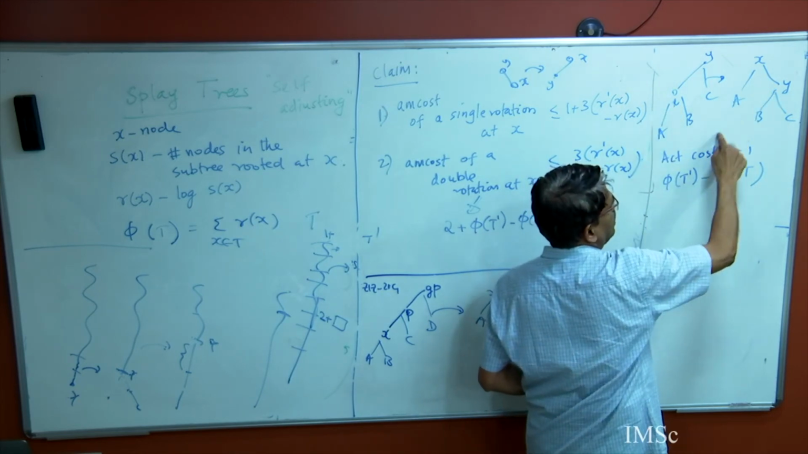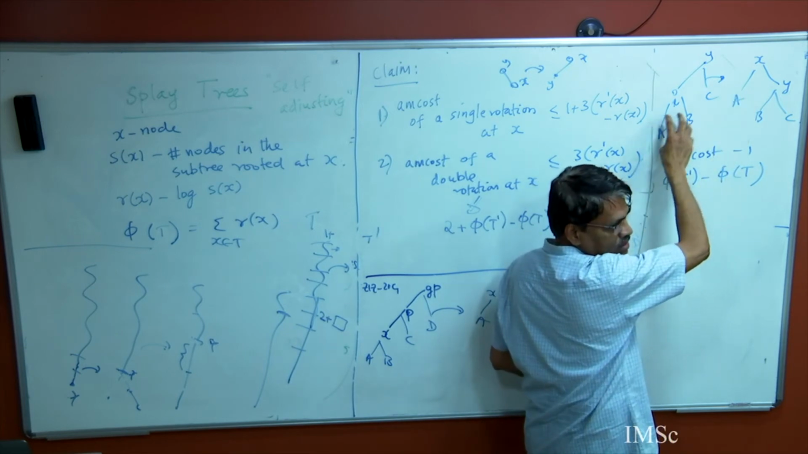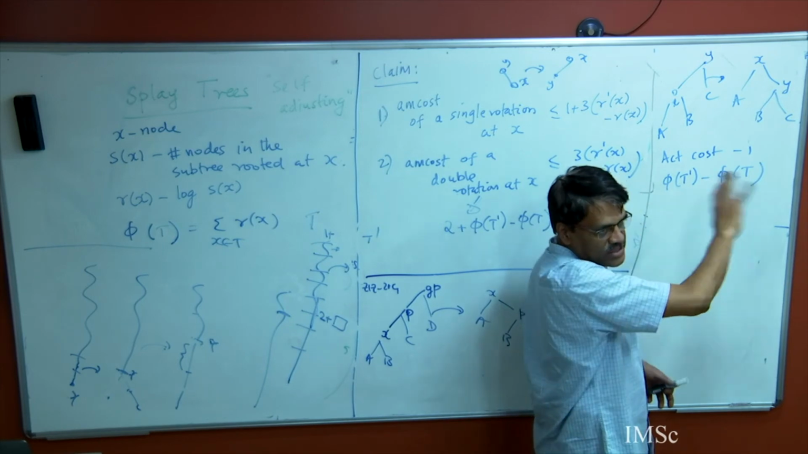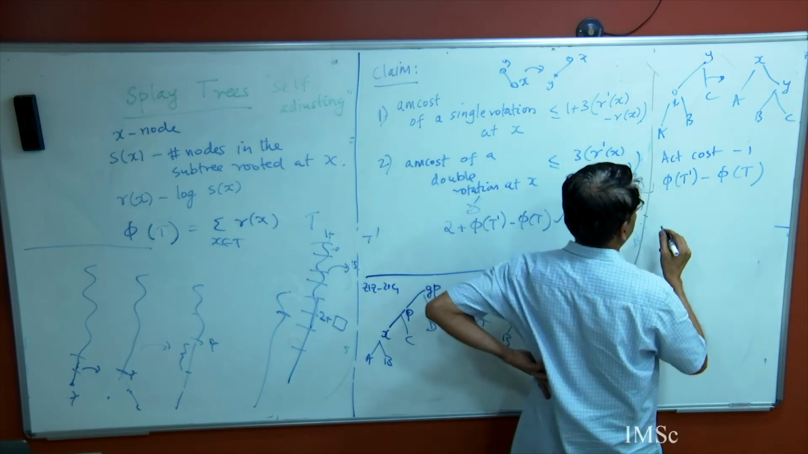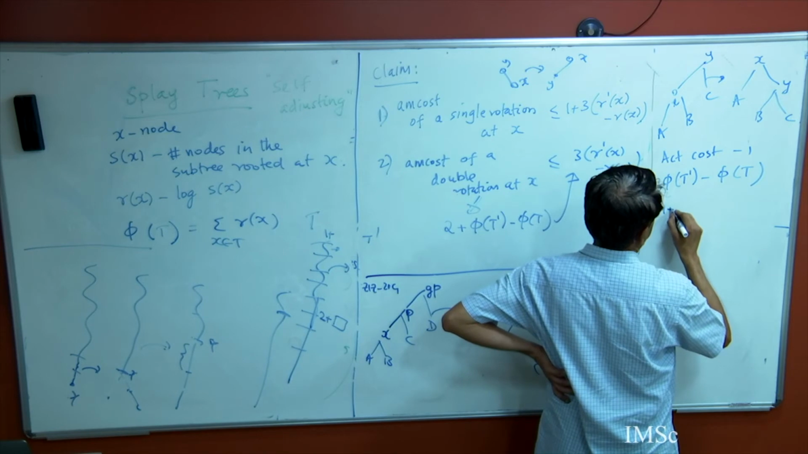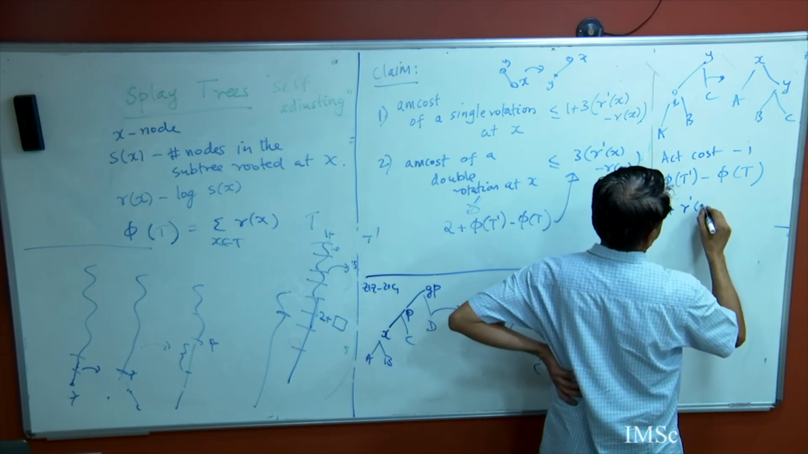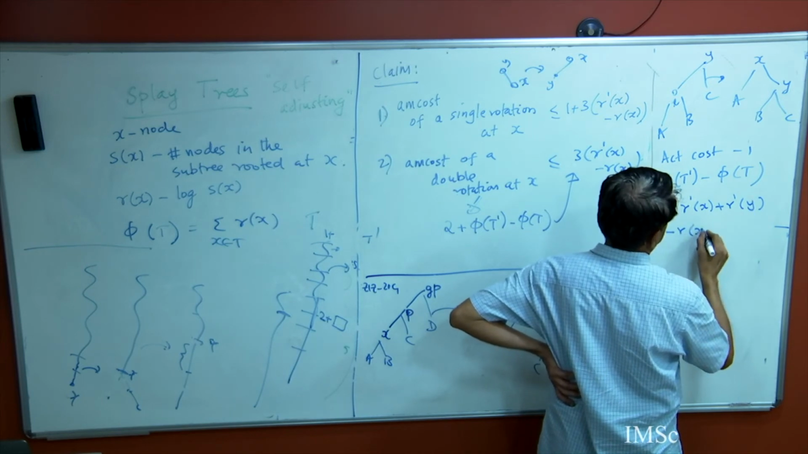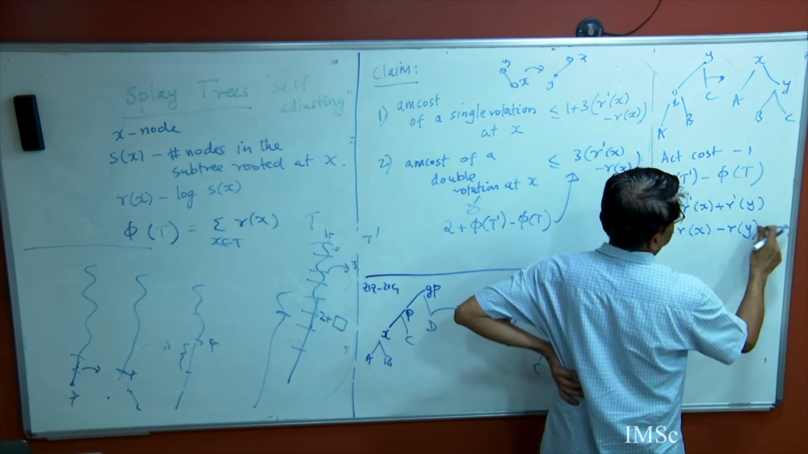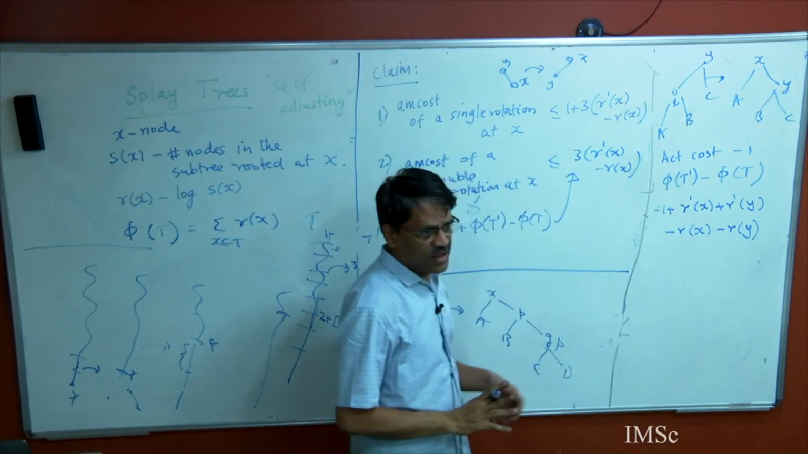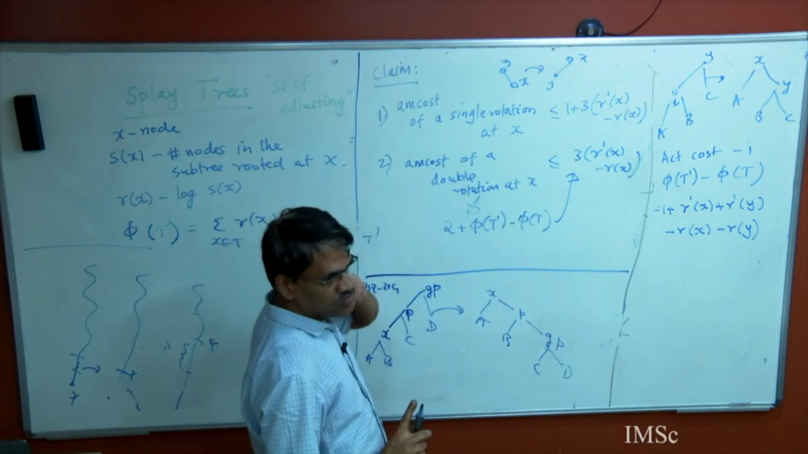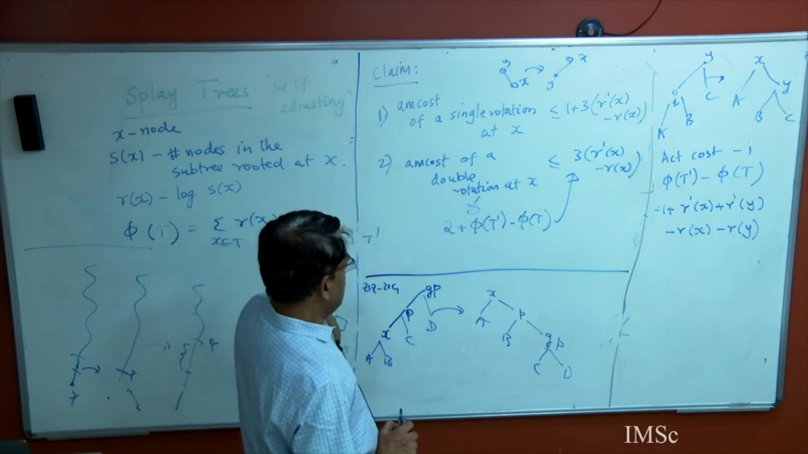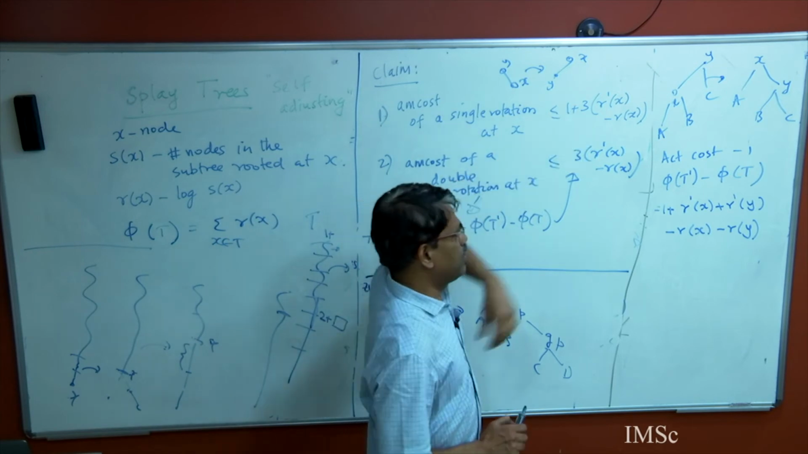But if you look at A, its subtree size has not changed. B subtree size, C subtree size has not changed at all. So they all cancel out. So this would be equal to 1 plus, very simply, r prime x plus r prime y minus rx minus ry. Because only x and y, their ranks change. Right?